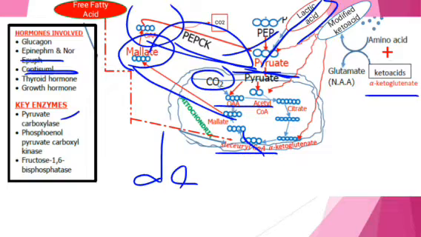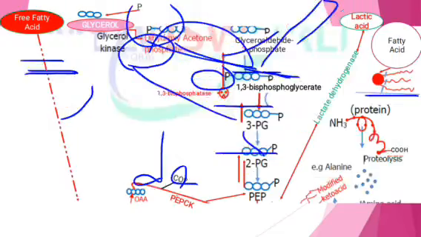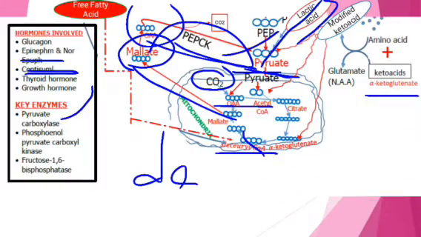Pyruvate carboxylase acts at step 9. Then phosphoenolpyruvate carboxykinase acts in the conversion of oxaloacetate to phosphoenolpyruvate, also at the step 9 stage. Then fructose 1,6-bisphosphatase catalyzes the conversion of fructose 1,6-bisphosphate by cleaving off one phosphate group.